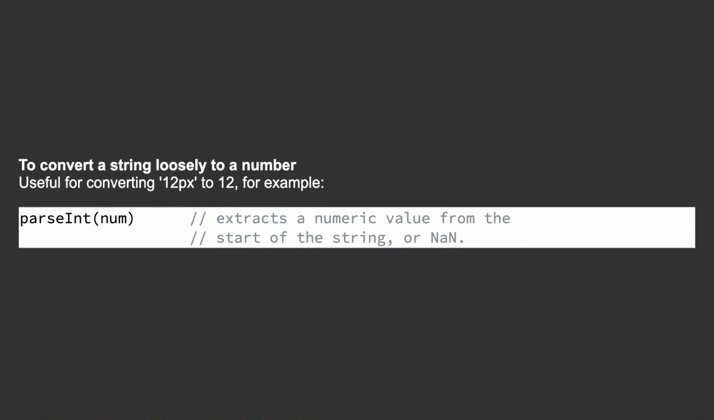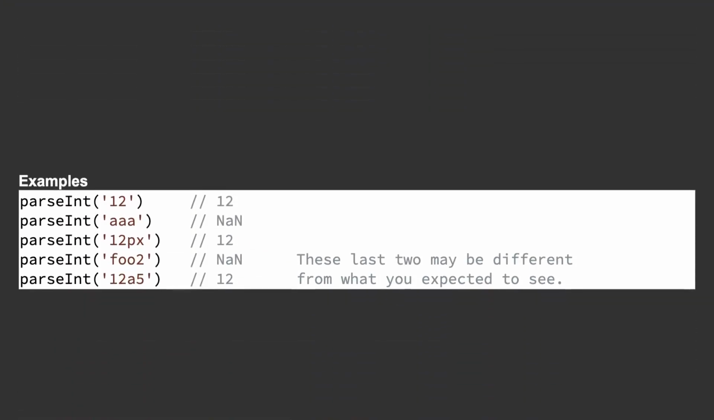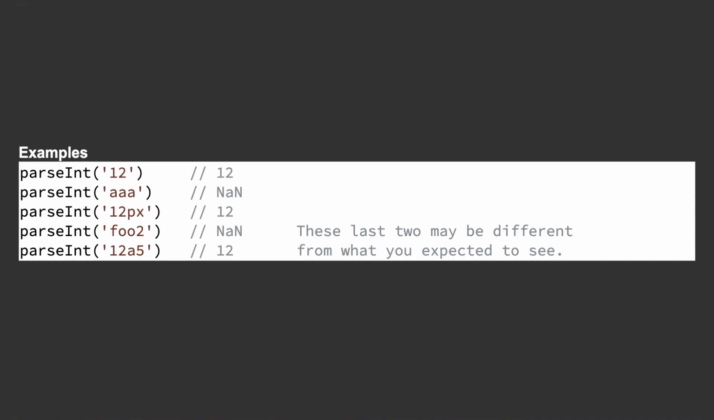To convert a string loosely to a number, use parseInt or parseFloat, useful for converting 12px to 12, for example. Examples.